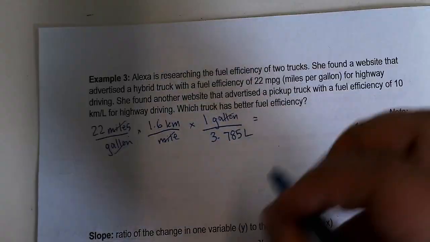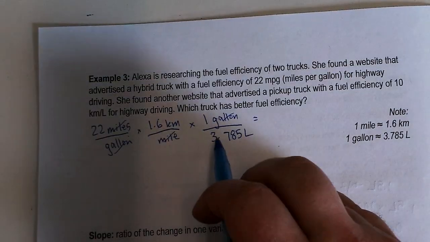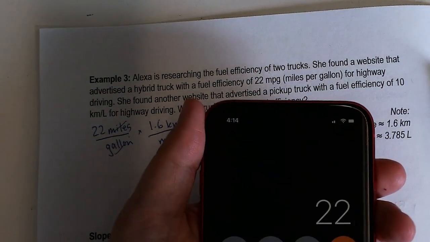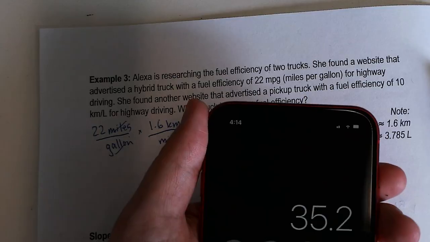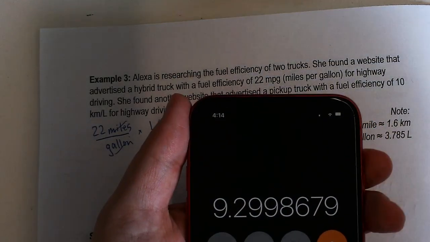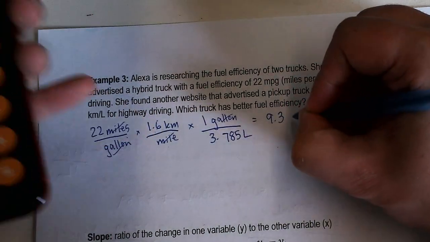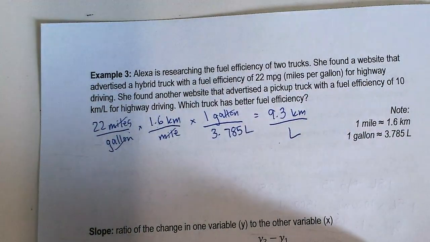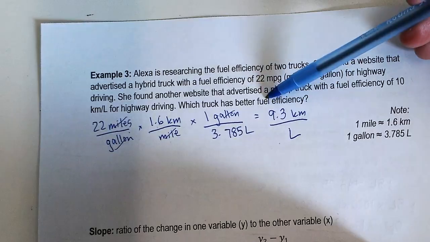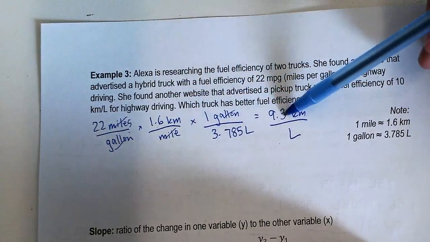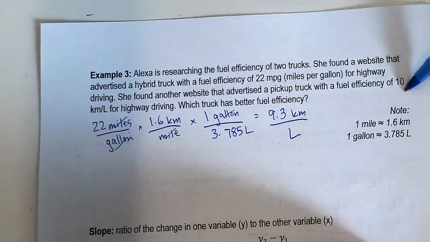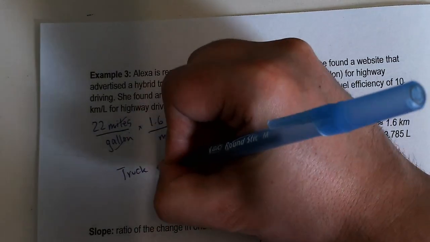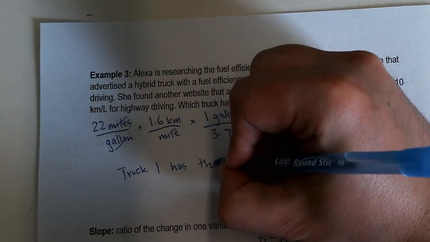So I'm going to do 22 times 1.6 divided by 3.785, and you get 9.3. And this is 9.3 kilometers per liter. So the lower the number is, the better the fuel efficiency is. So this first truck here is lower than the 10 that was for the second truck. So truck 1 has the better fuel efficiency.